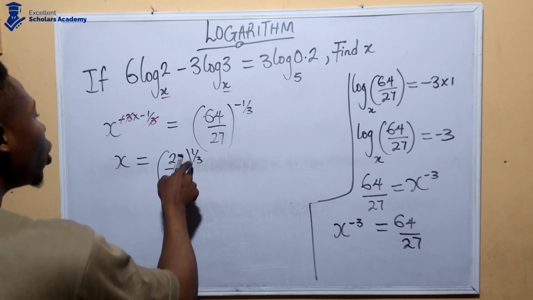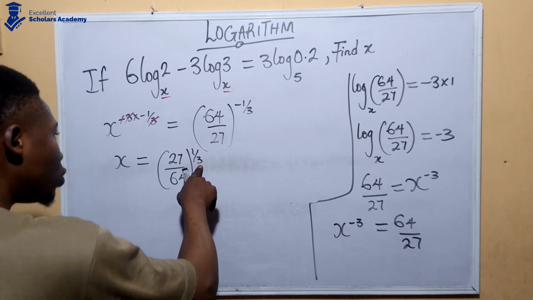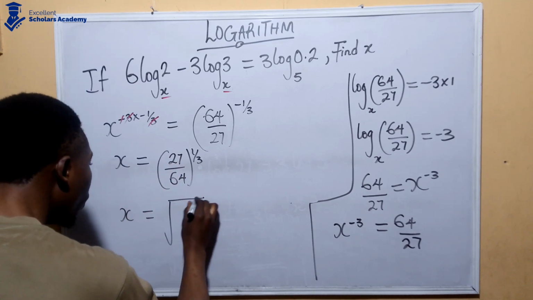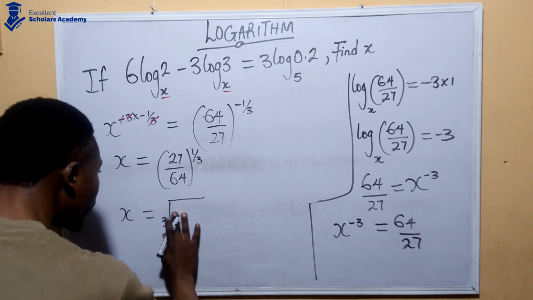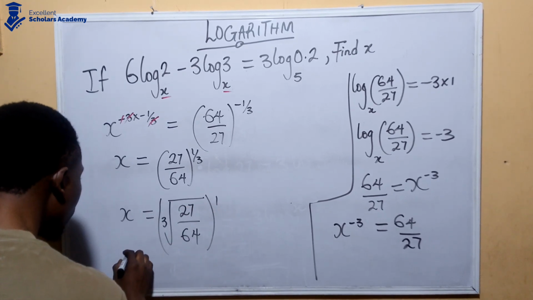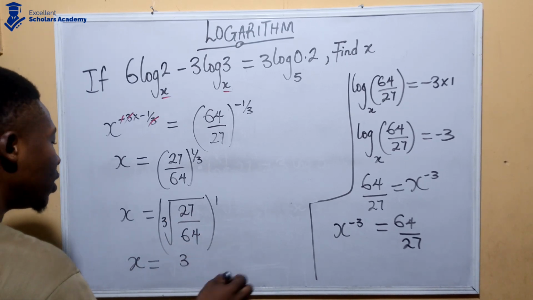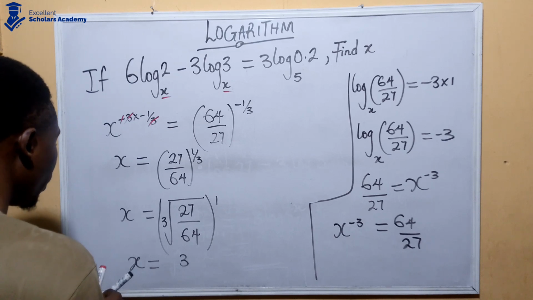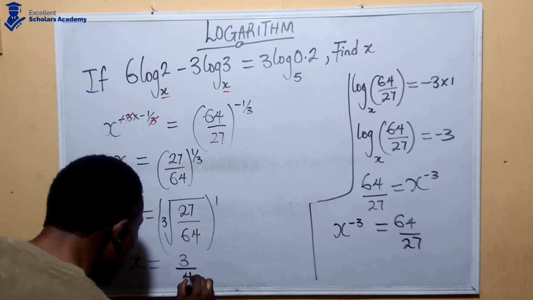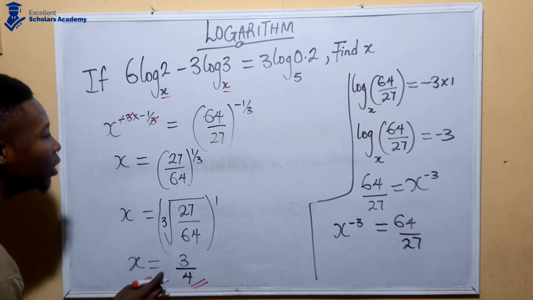So now what does this mean? This means third root of 27 and 64. So x is equal to third root of 27 over 64 all to the power of 1. So x is going to be equal to, third root of 27 is what? 3, because 3 times 3 times 3 in 3 places gives you 27. Now what's the third root of 64? That's 4, because 4 times 4 times 4 in 3 places gives you 64. So the answer is going to be 3 over 4.